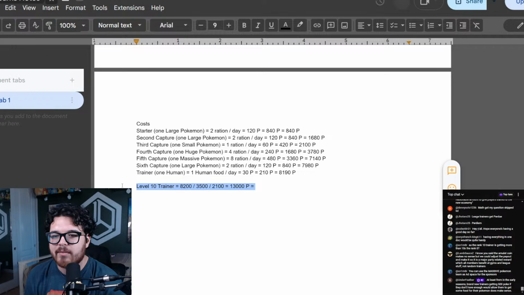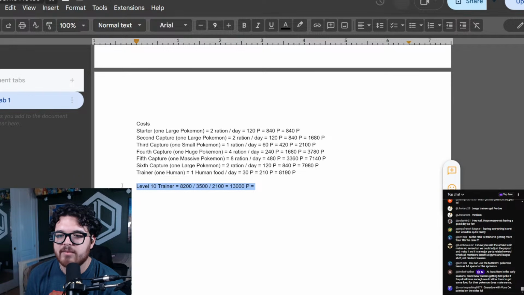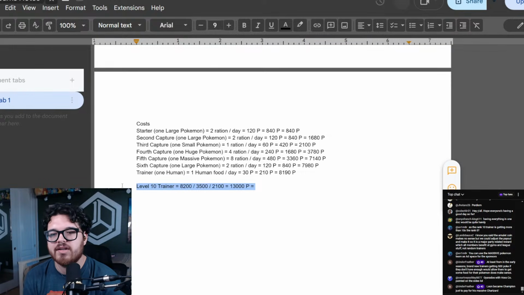Let's see here. So the rank 10 trainer gets more than 10 times the rank 0? Yes. Correct. 100%. Money like that is because the Pokemon are getting bigger. The costs are getting bigger. It just makes sense. You said the amulet coin makes no sense, but we could adjust the payout and make it a majority party. Potentially. But ultimately, I don't believe in it, and I don't think that's where we should be focusing our energy.